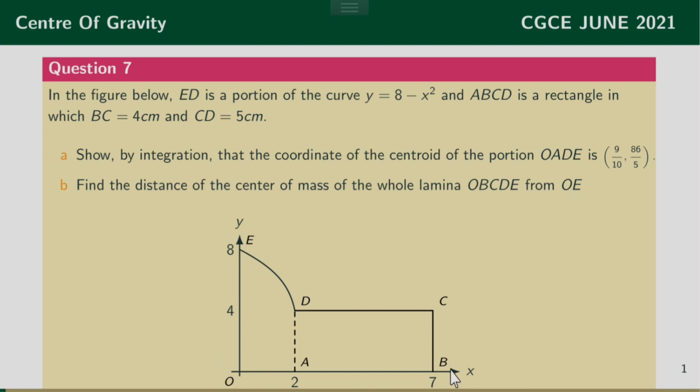Now, this is the figure where two shapes are brought together. The first shape is the shape OADE, which is defined by the equation of a curve y is equal to 8 minus x squared, and the second shape is a rectangle ABCD, where the lengths have been given. AB is 5 centimeters, the difference between 7 and 2 is 5, and BC is 4 centimeters. So we have been asked to find the centroid of this first shape from the side OE, and of course from the side OB.